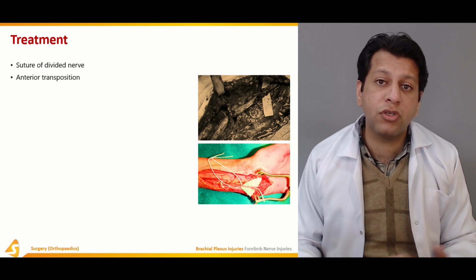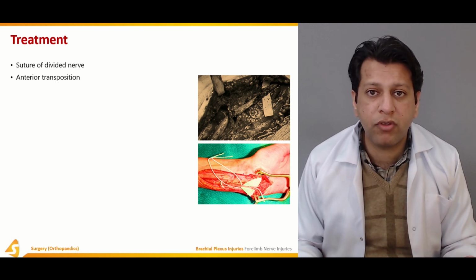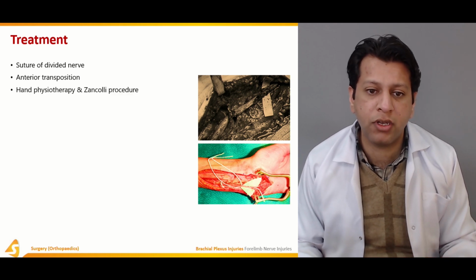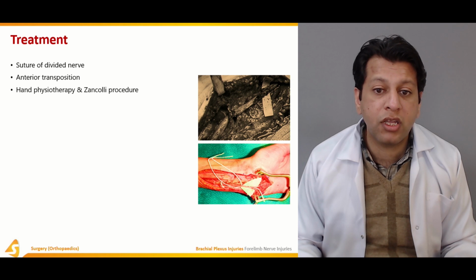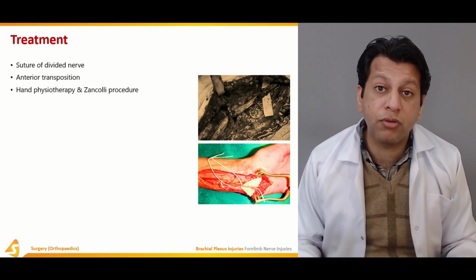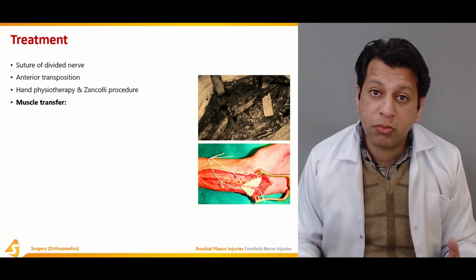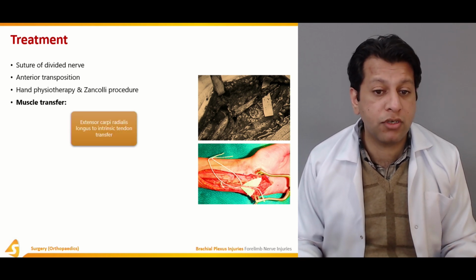But if it is due to a malunited fracture at the supracondylar level, then we can do the anterior transposition as well. Along with the physiotherapy, there is a Zancolli procedure which can be done for the ulnar nerve as well. If it's more than 6 months, then we have to go for muscle transfers.